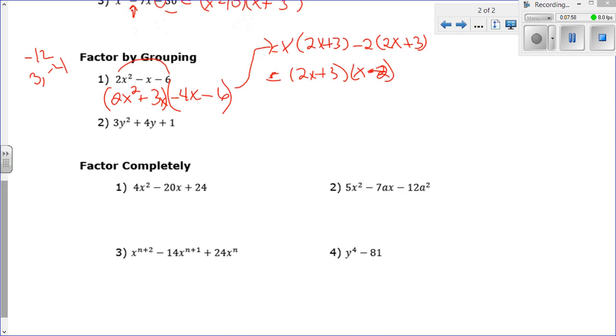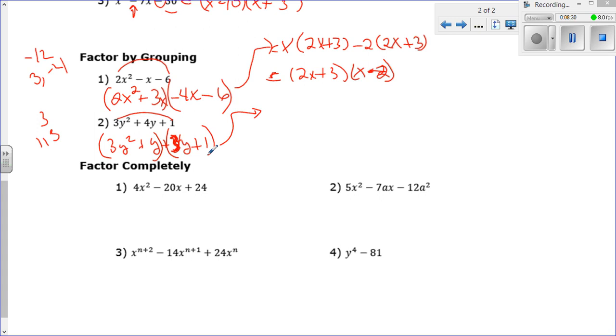For the next one, I do 3 times 1 is 3. My only factors of 3 that add up to 4 are 1 and 3. So this becomes 3y squared plus y plus 3y, sorry, plus 4y. And that is a 3 plus 1. I'm going to group and group.